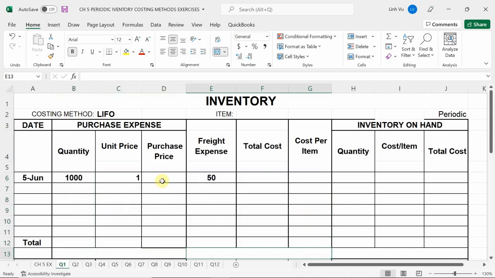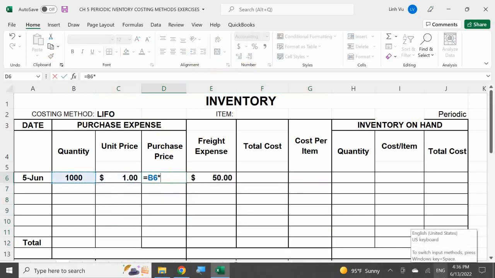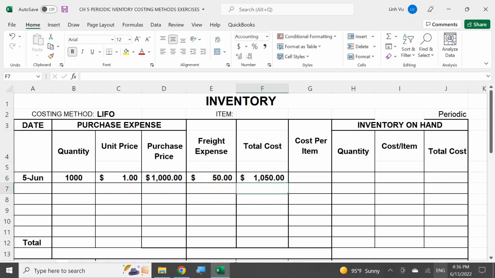So what is my total purchase price here? The total purchase price is 1,000 times $1, which gives me 1,000, plus 50. So my total cost is my purchase price plus my freight expense, which gives me a total of $1,050.